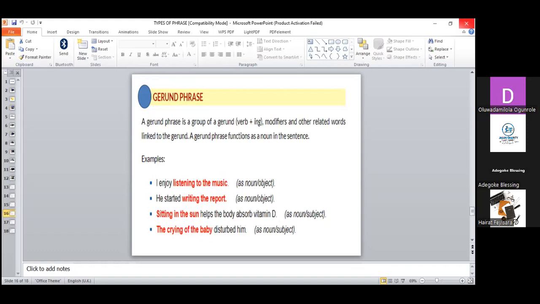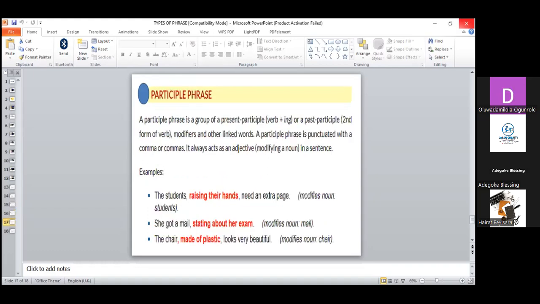Moving away from that quickly, we'll move on to the participle phrase. Now, a participle phrase is a group of words with a present participle or a past participle, with modifiers or other linking words. A participle phrase is punctuated with a comma or commas. It always acts as an adjective. That is, it will modify the noun in the sentence. Now, let's take the first example. The students raising their hands need an extra page.